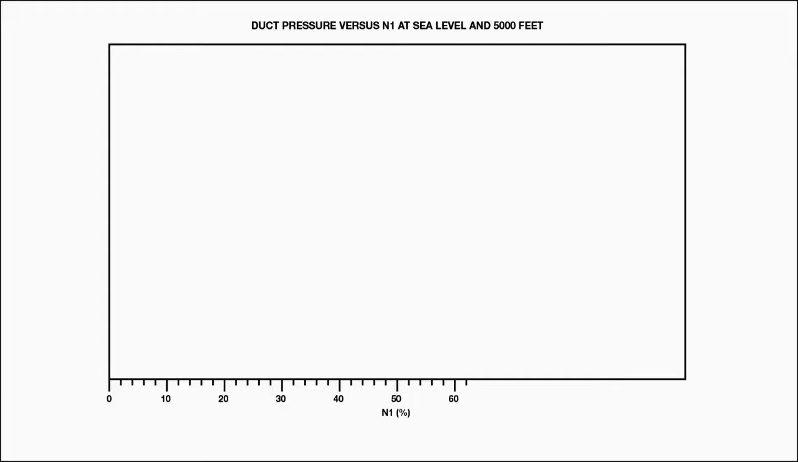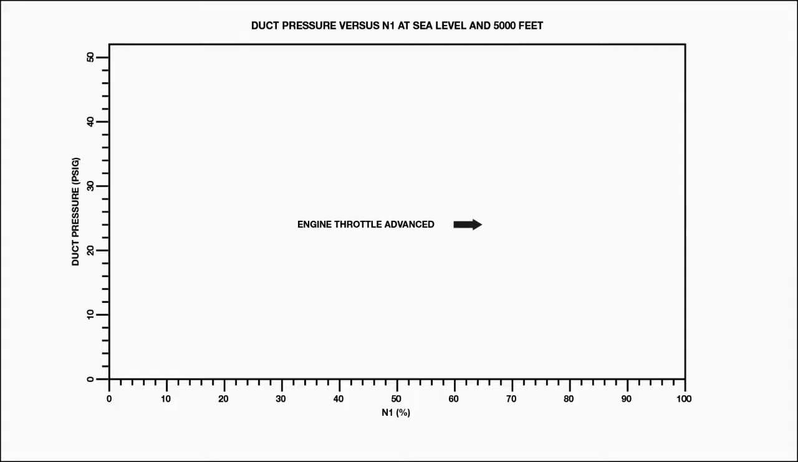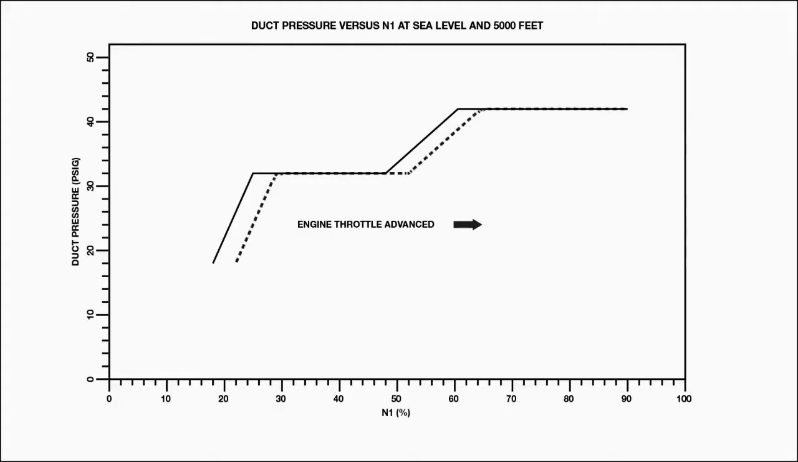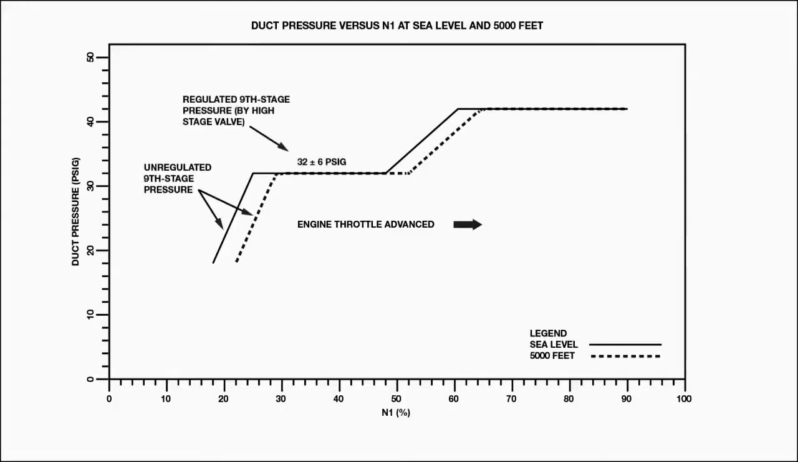At the bottom of the chart is a scale for engine speed. Moving to the right on the chart corresponds with advancing the engine throttle. On the left side of the chart is a scale for duct pressure. There are lines that plot bleed schedules, or duct pressure readings you should expect to see at given engine speeds for given altitudes. This chart shows the pressure readings you should expect to see at sea level and 5,000 feet. There are also callouts that show the mode of operation the system should be in for each segment of those lines.